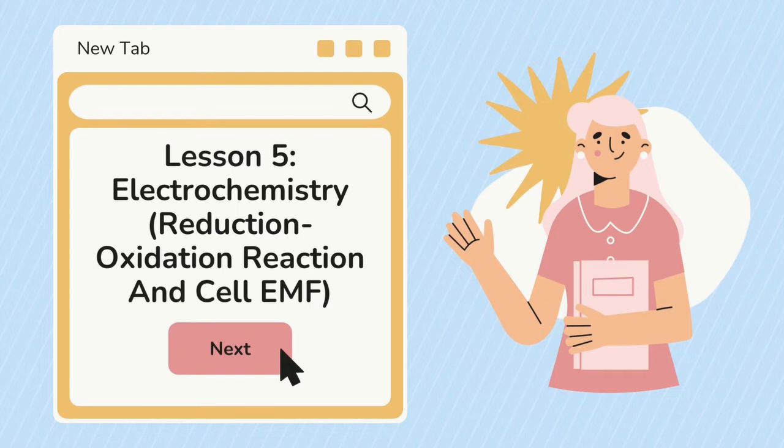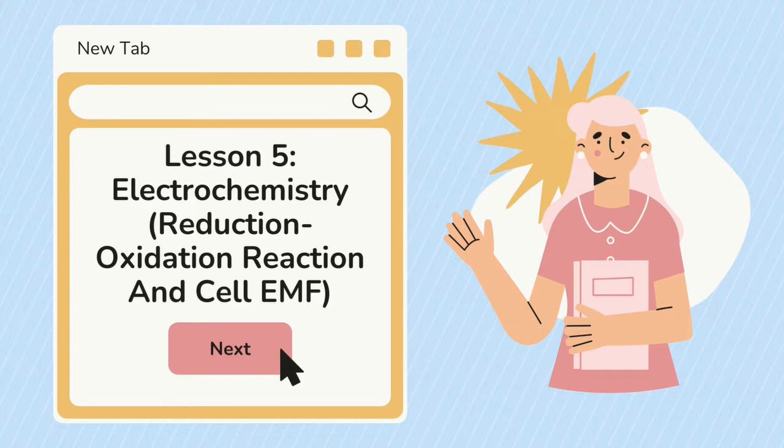Okay, so next we also discuss all about the solubility equilibria, and we have known that the solubility equilibrium is the equilibrium associated with dissolving solids in water to form aqueous solution. So with that, we're gonna be having a new lesson for this afternoon. We're gonna be discussing all about the electrochemistry, and we're gonna discuss as well the reduction, oxidation reaction, and the cell EMF.